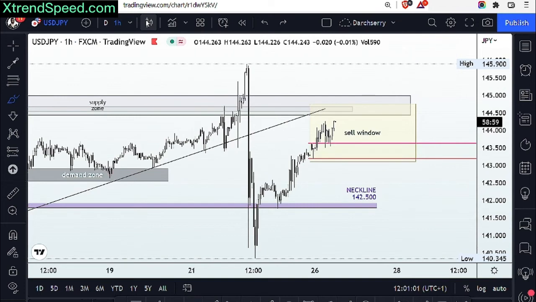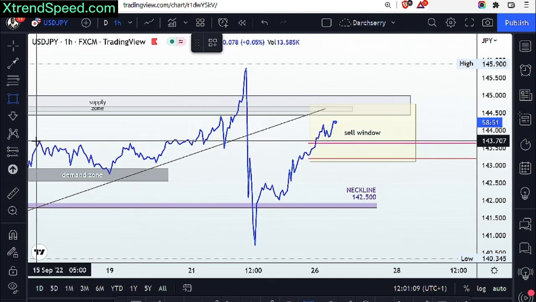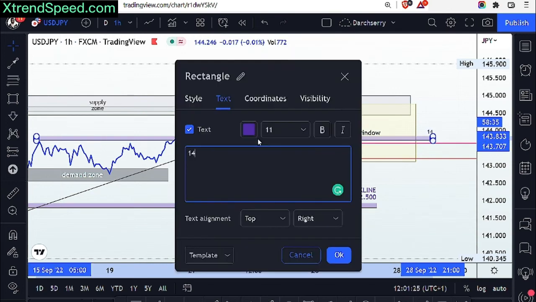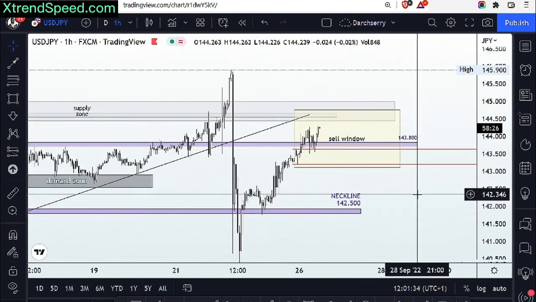So let's bring out our line chart at this point and connect previous structure together. We have somewhere around here at around the 143.700, I guess. Okay, 143.800 area, I think. So we have the 143.800. Let's label this area for the sake of clarity.